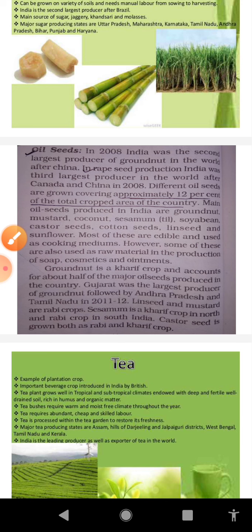After that, we will discuss castor seed. In our country, it is used for medicine, lubricating, and industrial purposes. The cake is also used as manure, and this crop is grown in warm, dry climate as a kharif crop. It grows well on red sandy soil, and major producers are Gujarat, Karnataka, Andhra Pradesh, and Rajasthan.